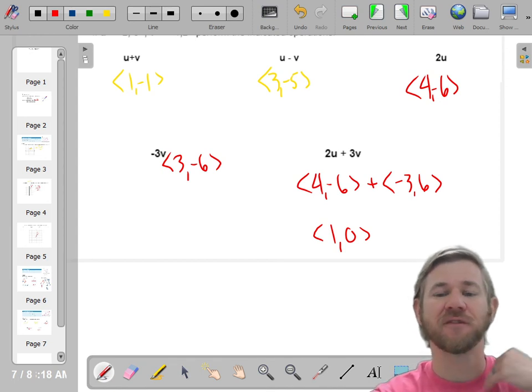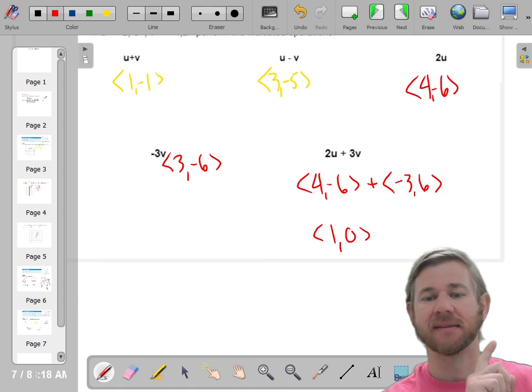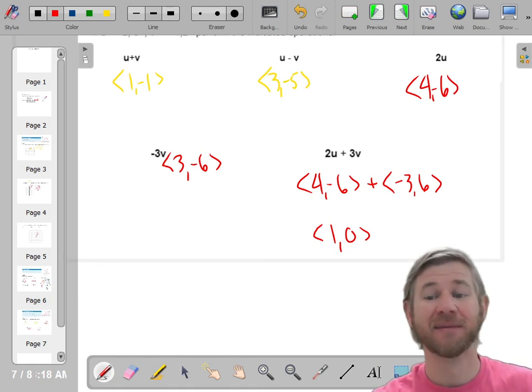So that's it for the first part of vectors. You've got magnitude, you've got direction, you've got some operations to do. Go ahead and get your checkpoint done, and then we'll talk a little bit more about vectors.